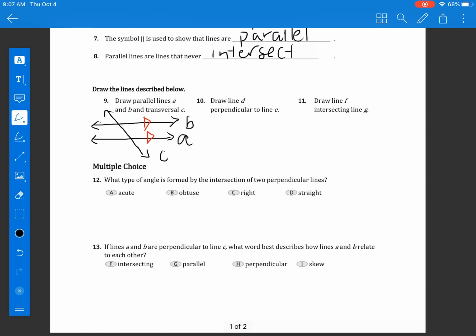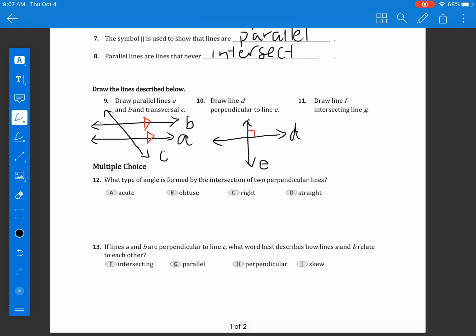Number 10 says draw a line D perpendicular to line E. So this is where you're going to draw a line straight across and then one straight up and down. I'm going to say D and E are labeled accordingly. Now they are not perpendicular until you add in that little corner. That corner proves that they cross at a right angle.